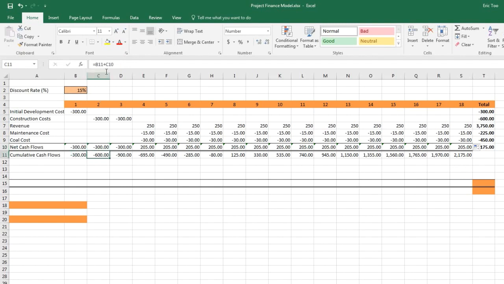So the formula is B11, the cumulative cash flow from the year before, plus C10, the net cash flow this year. So that will give you minus 600,000. You can copy this formula to the subsequent cell, which is D10 plus C11. And you can copy this formula across, and you should be able to work out the net cash flow for the whole 18 years.